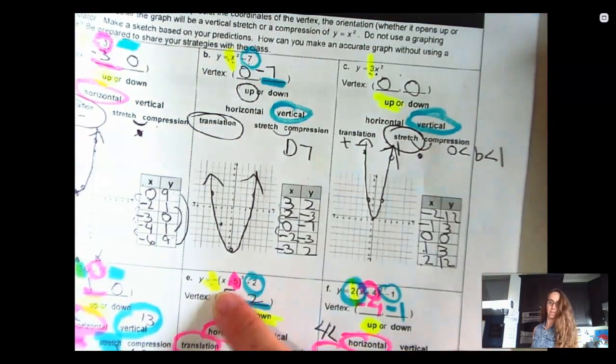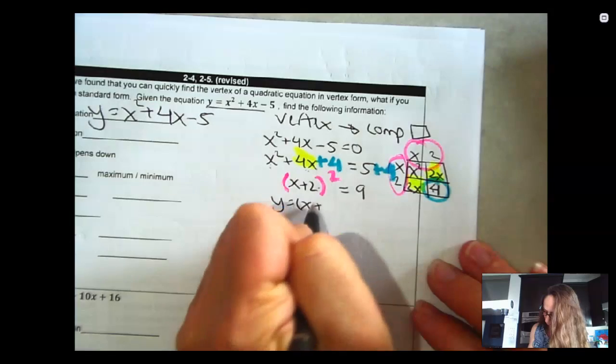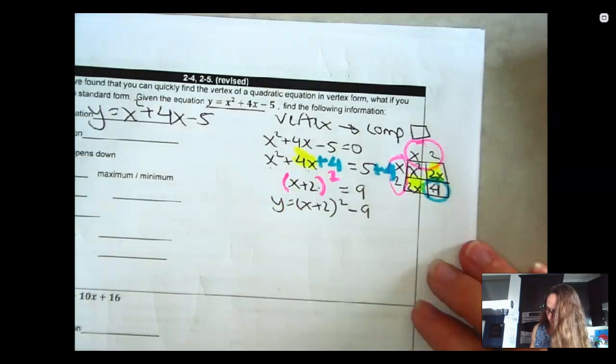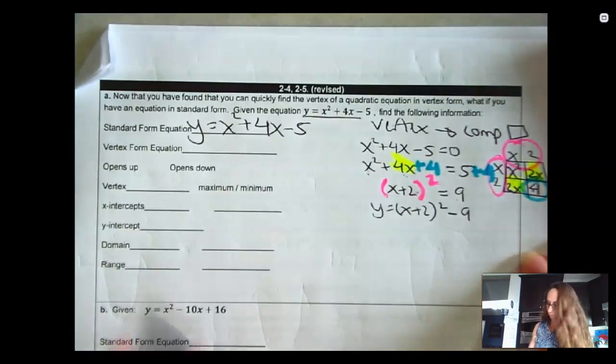Do you see? This is probably a really good example. See how you have this and this? It's like y equals all of that. So I'm going to move this over, and it becomes this. Because the opposite of positive 9 is negative 9. Now I have this in vertex form.